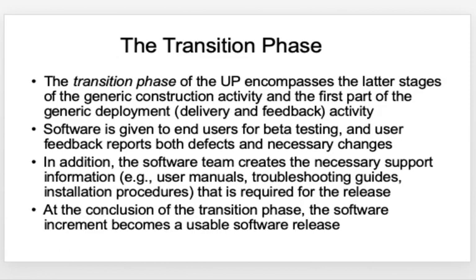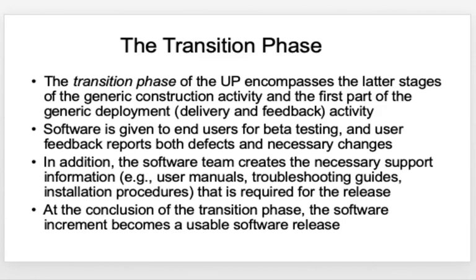Then you have something called the transition phase. The transition phase looks at the later stages of the generic construction activity and the first part of the deployment. Deployment involves delivery and feedback. This is where you perform what is called beta testing. Beta testing is performed at the customer's premises in the absence of the developer in an uncontrolled environment. All reports and feedback are logged and then communicated back to the developer.